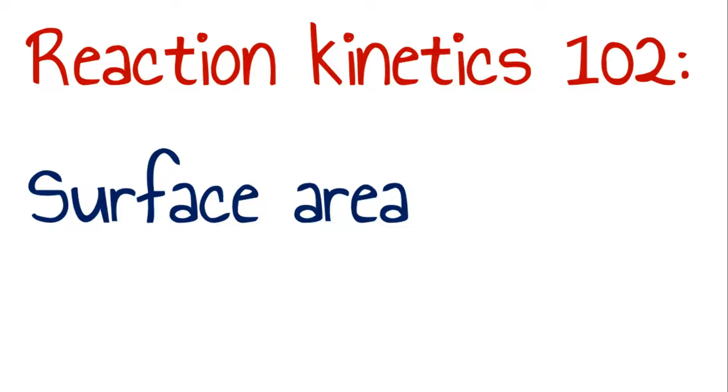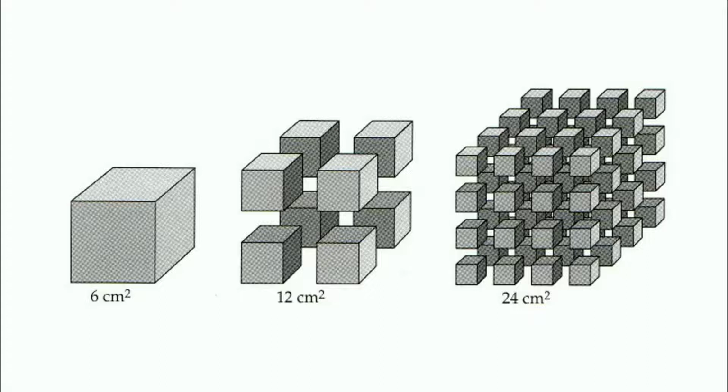Let's take a quick look at surface area and how increasing the surface area affects the rate of a chemical reaction. Firstly, let's have a look at this mathematical concept of surface area. On the left, we have here a cube. Now the cube has a surface area of 6 centimeters squared.